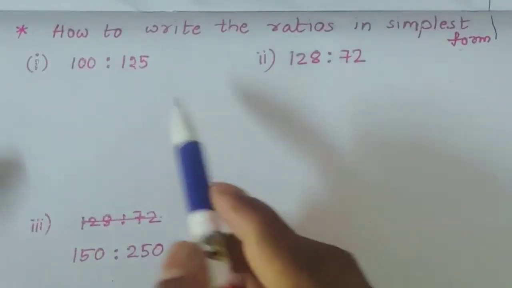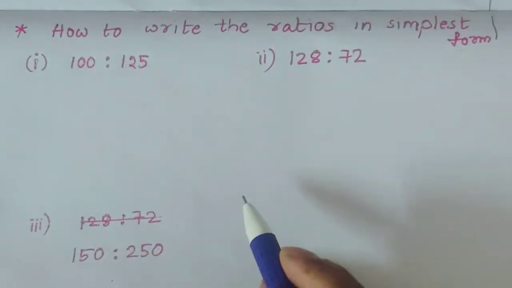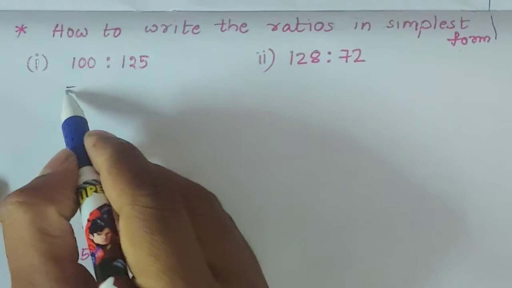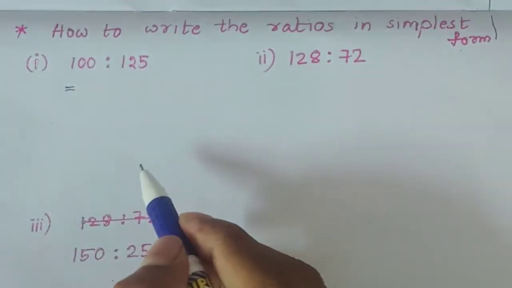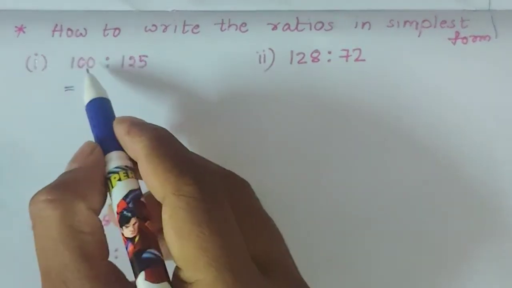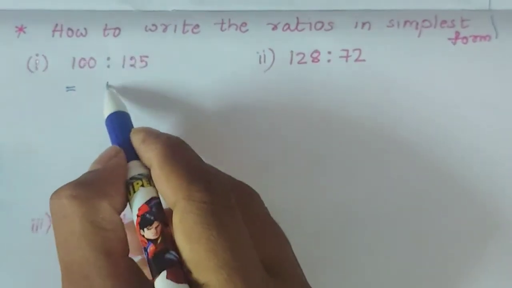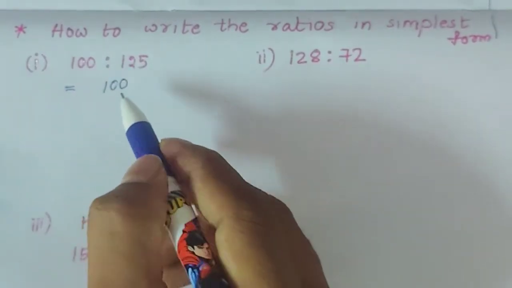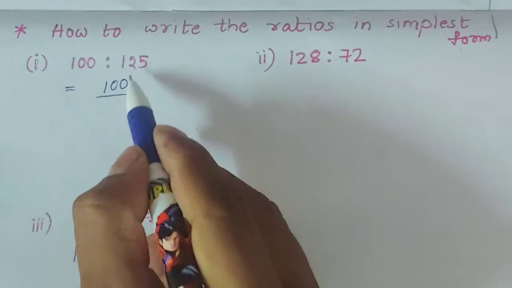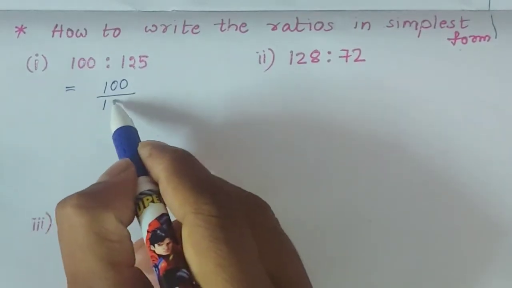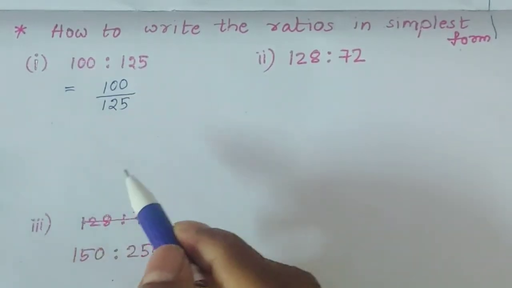Here some problems have been given. The first one is 100 is to 125. Now let us make it into fraction form. First, 100 is given, so write 100 in the numerator and 125 in the denominator.